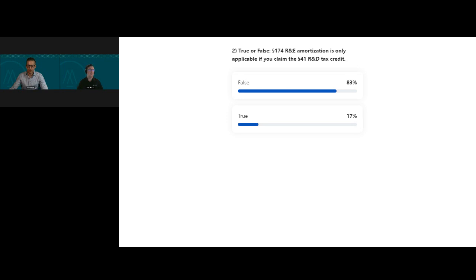All right, so going through this polling question, the correct answer is false. It's going to be applicable whether or not the R&D credit is claimed. They're two separate and distinct items. So I'm going to turn it back over to Travis now.